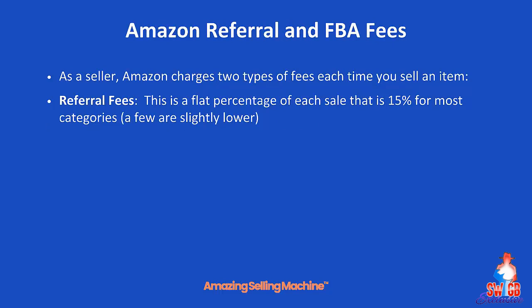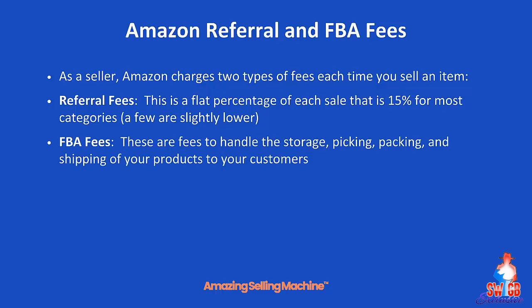Now, there are two different kinds of fees that Amazon charges you each time that you sell a product. The first is called a referral fee. And I like to think of this more as a commission because it's a flat percentage off of each sale. And that percentage is typically 15% for almost every category in Amazon. There are a few where the percentage is slightly different, but those are not very common categories. And if you do sell one of those, then you're usually paying a lower percentage, sometimes between 8 and 12%. But almost every category charges 15%.